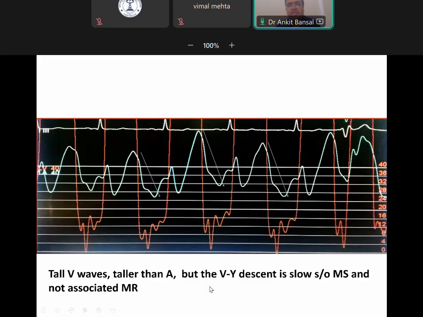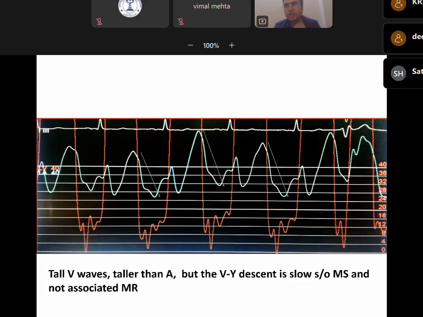Now the examiner is asking you whether this patient has a significant associated MR or not. You have to answer. Is there any associated MR in this patient, or is this just a case of severe MS? Can you tell just by looking at this trace? The diastolic gradient is there, LA pressure is high, this patient has significant mitral stenosis, but is there any associated significant MR, yes or no? So the answer is no.